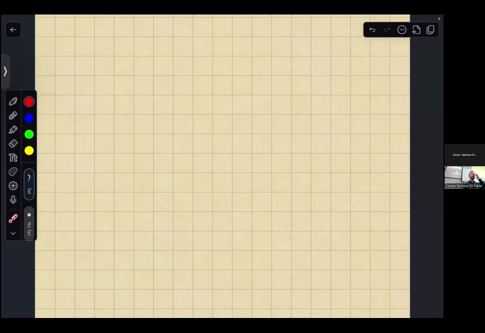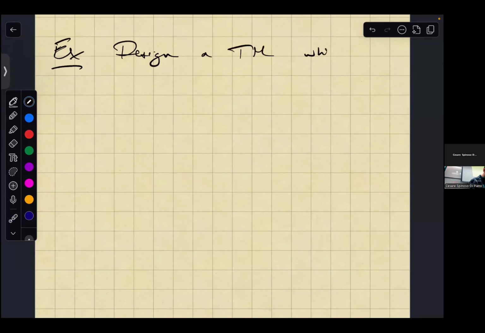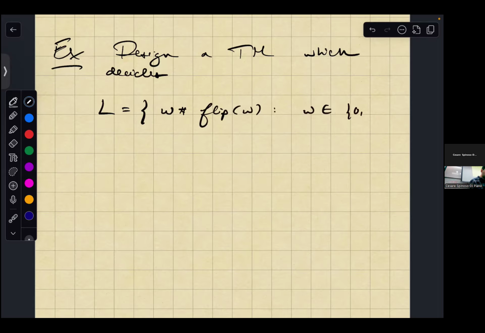So now that we've finished our discussion of language classification, we're going to move on to designing Turing machines to show that given languages are decidable. So that's going to be the next exercise. We're going to want to design a Turing machine which decides the following language L, where L is the language containing strings W hash flip W, where these strings are in {0, 1}.